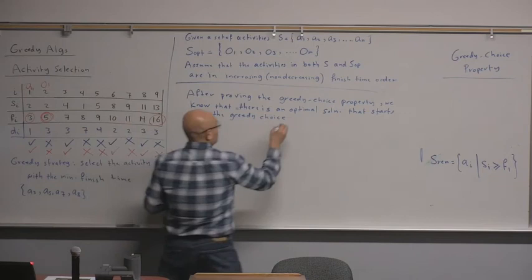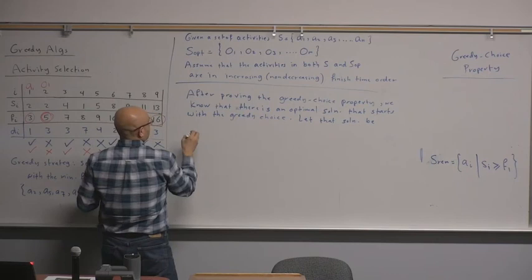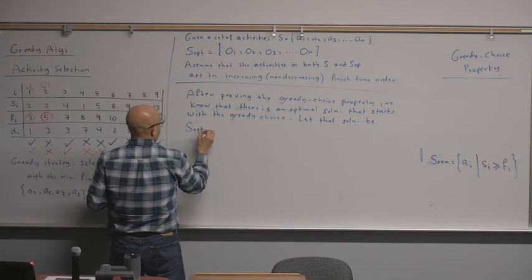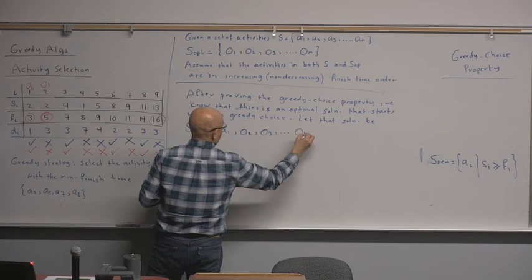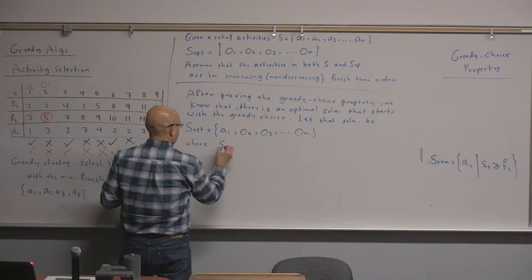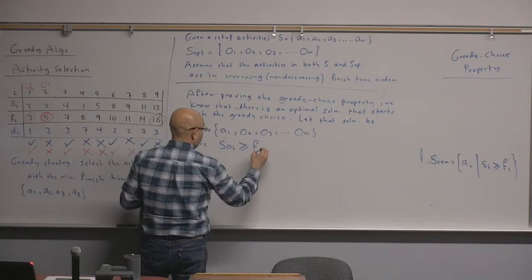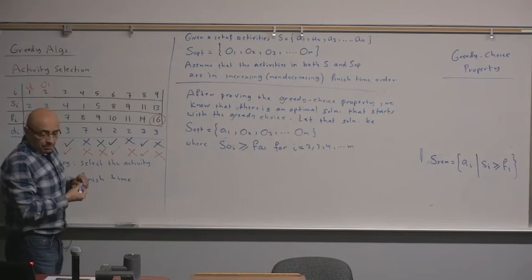So let that solution be S opt equals A1, O2, O3, ... OM, where the start time of Oi is greater than or equal to the finish time of A1 for i equals 2, 3, 4 to M. So basically, it's finding the remaining activities to add.